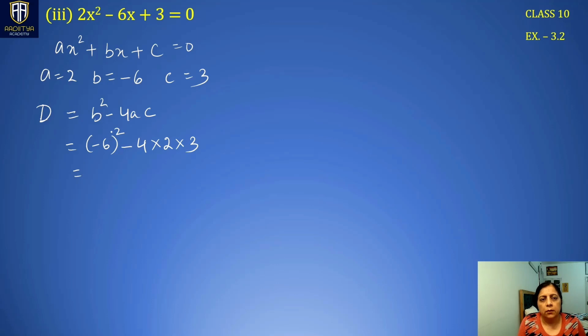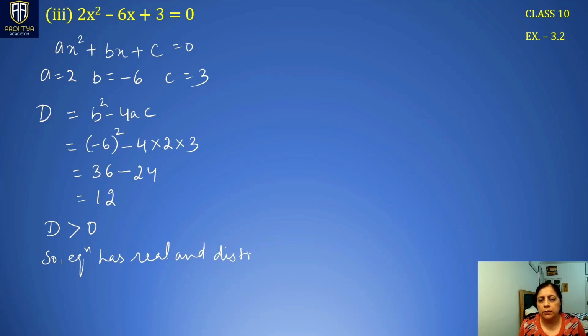This is minus 6 square is 36. Then we have 4 2s are 8, 8 3s are 24. So value of d comes out to be 12. As we can see, d is a positive number other than 0. So d is greater than 0. So equation has real and distinct roots. That means this equation will have two real roots which are not equal or different roots.